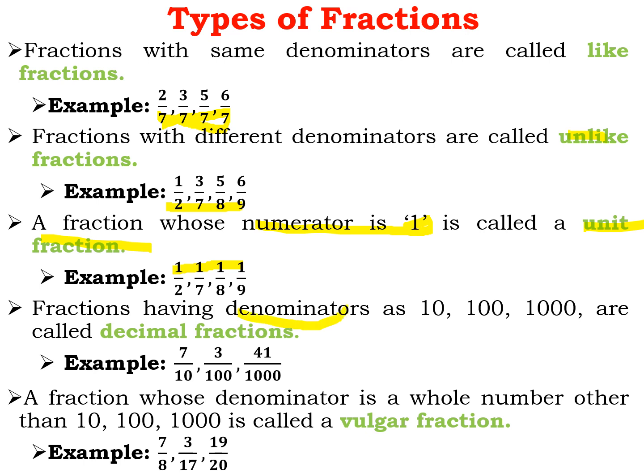Fractions having denominators as 10, 100, 1000 are called decimal fractions. Example 7 by 10, 3 by 100, 41 by 1000. A fraction whose denominator is a whole number other than 10, 100 or 1000 is called a vulgar fraction. Example 7 by 8, 19 by 20, etc.